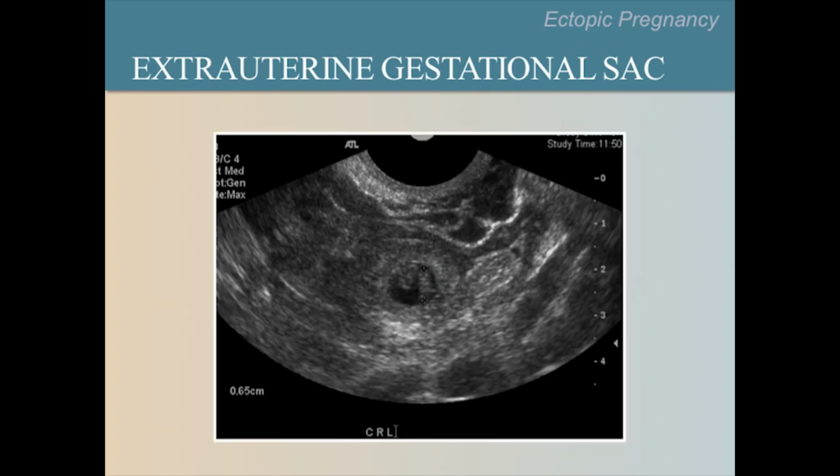This is another example of an extrauterine gestational sac. Here we have outlined it to make it more obvious. A fetal pole is visible in the gestational sac.